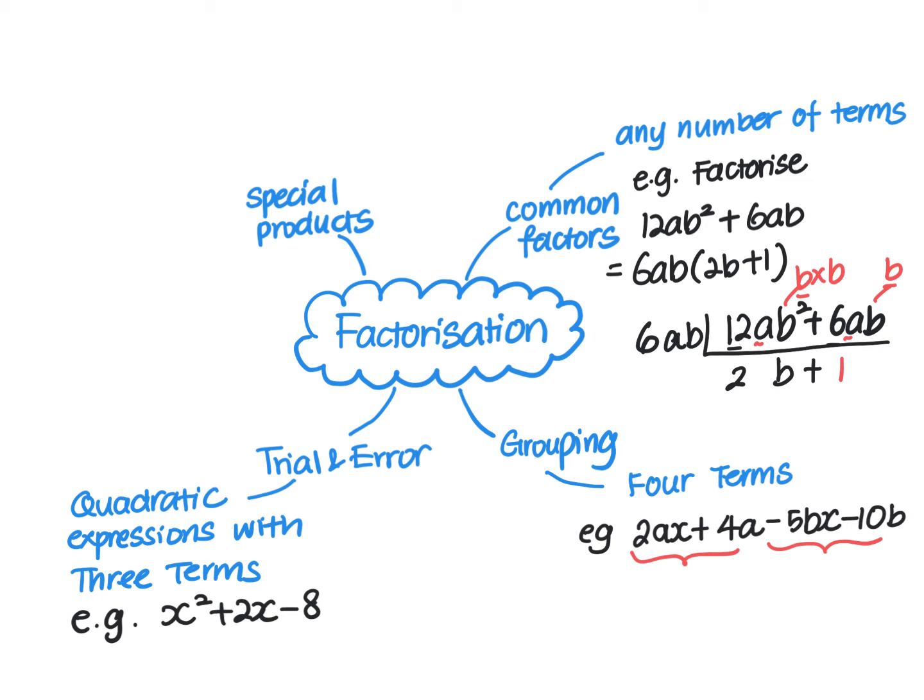The last skill will be doing factorization using special products. This usually involves quadratic expressions with 2 terms, and it must be of the form a squared minus b squared, where we can use the special product that a squared minus b squared equals (a plus b)(a minus b). Now without further ado, let's do the practices.